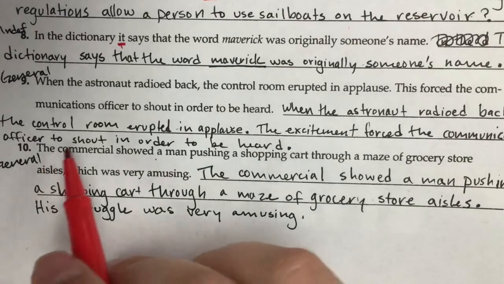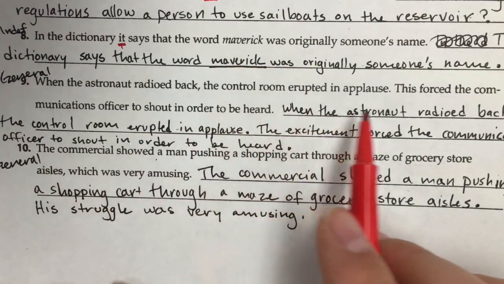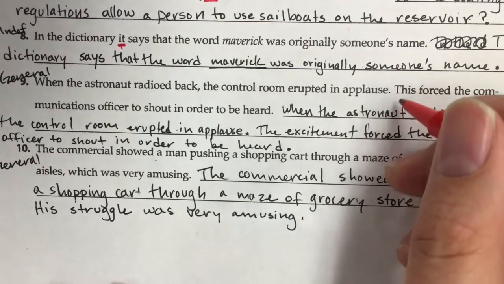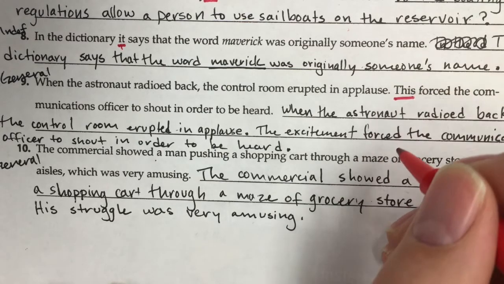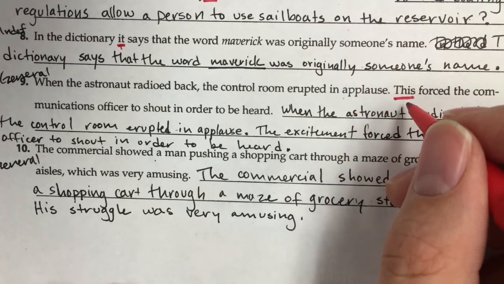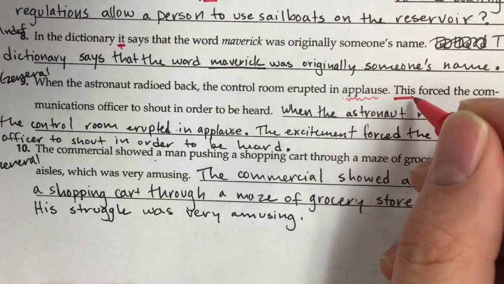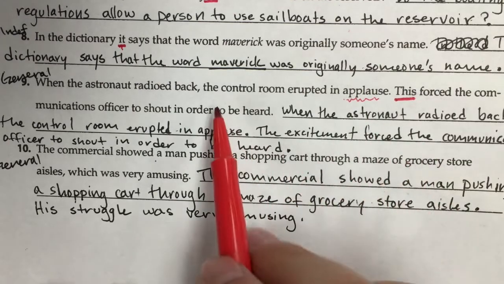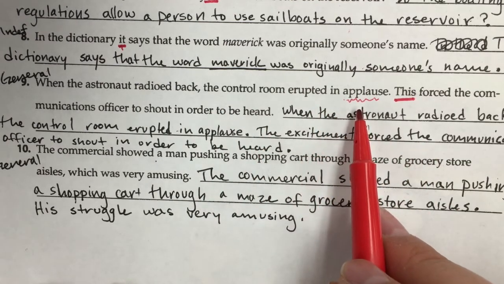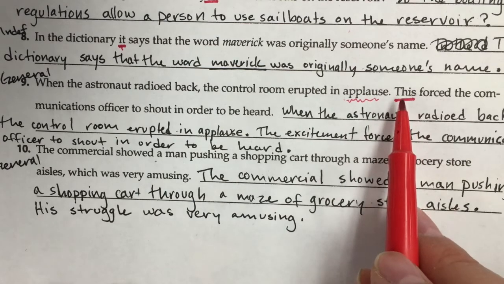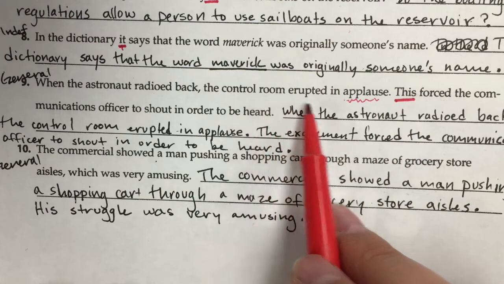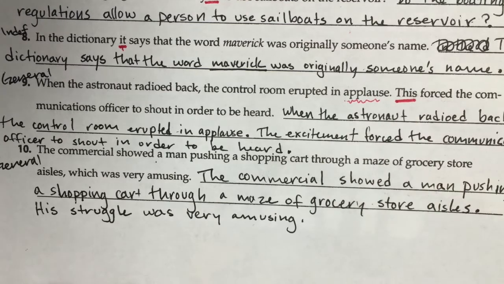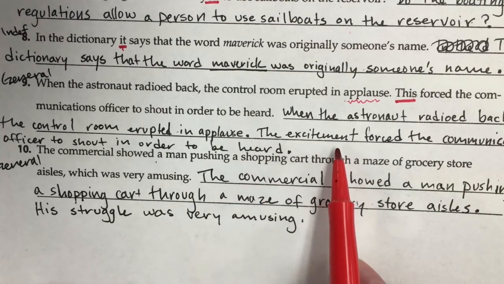Number 9. When the astronaut radioed back, the control room erupted in applause. This forced the communications officer to shout in order to be heard. This is general reference. The word this does not refer to a singular antecedent. Like here we have applause, but this does not really go right with applause. Instead, it goes with the control room erupted in applause. Now, this has to go with one noun. The antecedent has to be one noun. It can't be a subject, a verb, and a prepositional phrase. So the word this is too general. I changed this to the excitement.